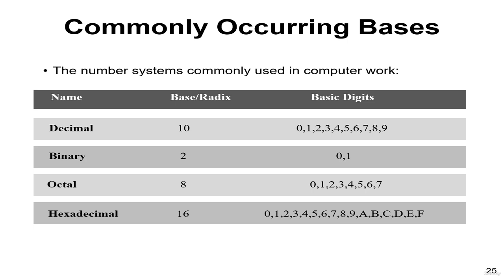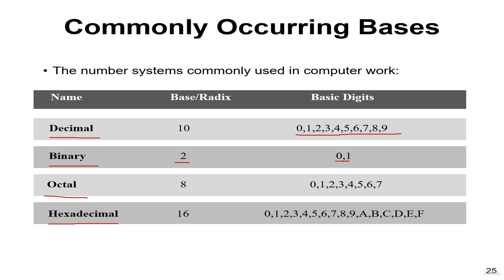The four number systems that are commonly used include decimal, binary, octal, and hexadecimal. In the decimal number system, the base is 10 and it includes 10 digits starting from 0 till 9. The binary number system is used in computers. The base is 2 and it contains 2 digits, that is 0 and 1. Each one of them is called a bit, which stands for binary digit.